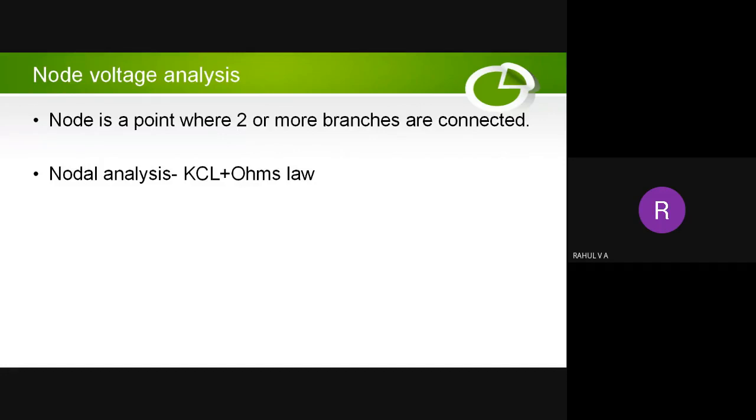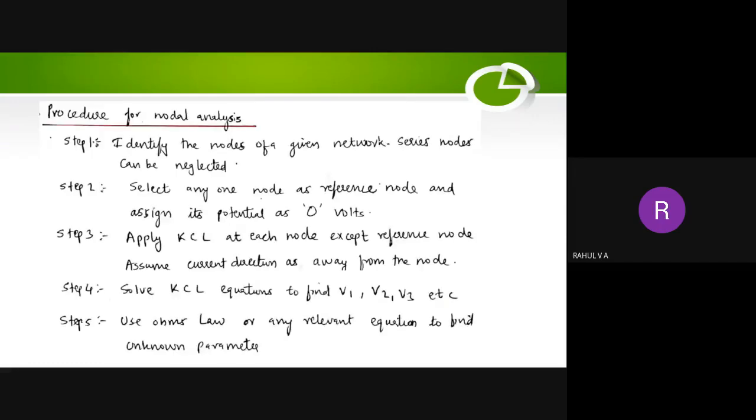One is the series node. Series node means only two branches are connected. So while doing node voltage analysis, you can neglect those nodes. Then how nodal analysis is performed is by applying KCL. In the previous case, mesh current analysis, we were applying KVL to solve the network. But in this case, we have to apply KCL. And next is the procedure for nodal analysis.